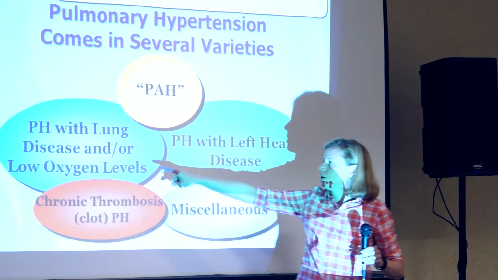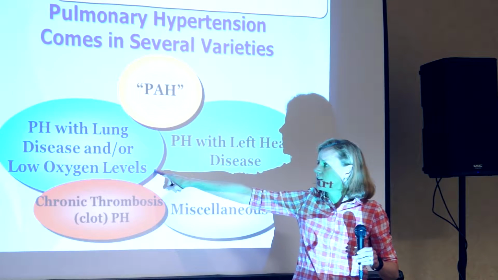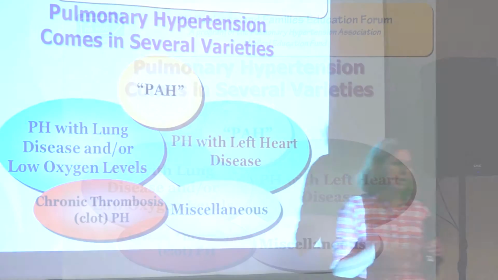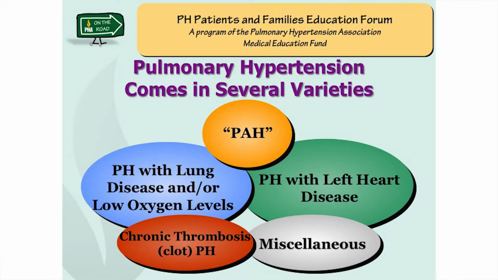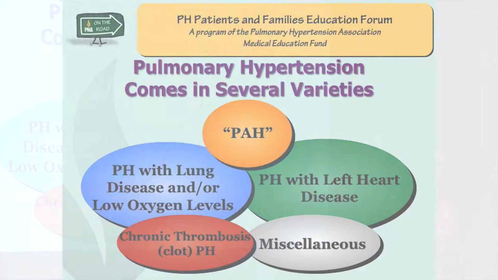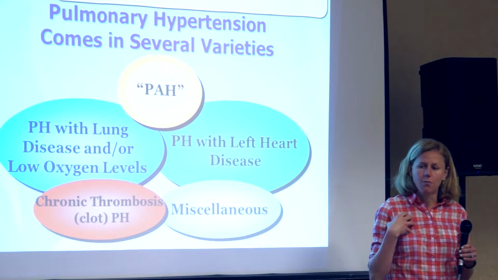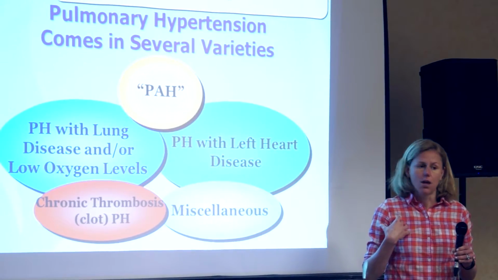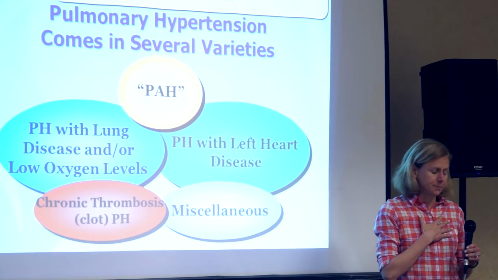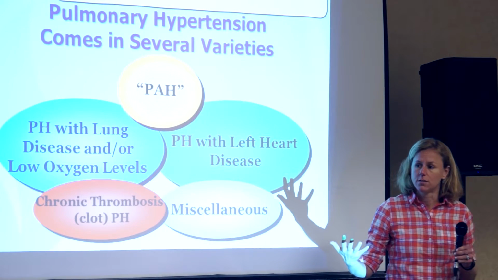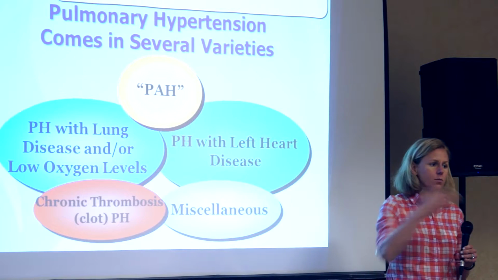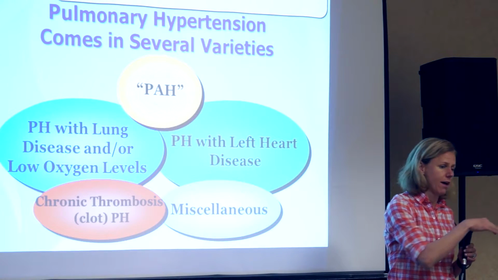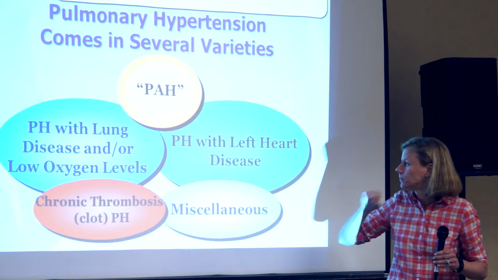The second thing is you can have pulmonary hypertension with lung disease or low oxygen levels. What happens in this kind of pulmonary hypertension is, say you had bad emphysema or scarring in your lungs, and it has chewed up all the lung tissue, all those alveoli that I showed you earlier. You just don't have as many blood vessels as the normal person, and that causes the blood pressure to rise in the vessels that you do have.